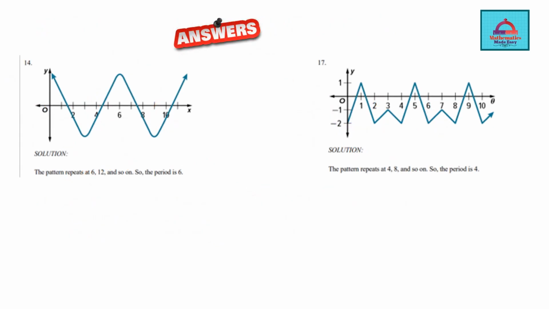So a quick check on your answers. Those who got period 6 for this and period 4 for this are correct. I've already shown you the reason. The pattern repeats at 6, 12 and so on. Next would be 18 followed by 24 and so on. Here the pattern repeats at 4, 8, 12 and so on. So looking at the horizontal value here for x, here for theta, you could easily say the period. Given the graph, you can find the period by looking at one cycle and seeing after what interval it is repeating. Simple concept and short video.